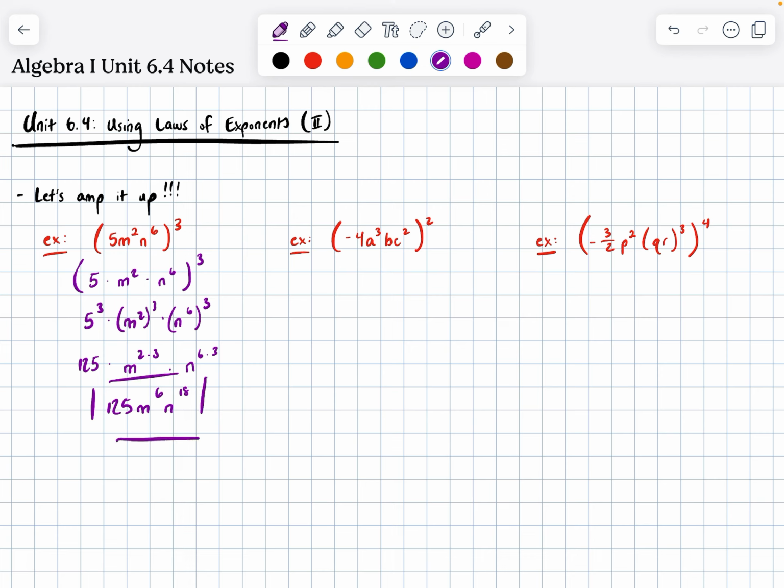For our second here, negative 4, a to the third, b, c squared, quantity, again, just a fancy word for thing in parentheses, squared. So using that same idea, when in doubt, chunk it out. I'm going to break this down into a number chunk containing negative 4, an a chunk, a b chunk, and a c chunk. From here, again, I'm going to take that exponent on the outside and give it to each of my factors individually. So I've got negative 4 squared, I've got a cubed squared, I've got b squared, and I've got c squared squared.